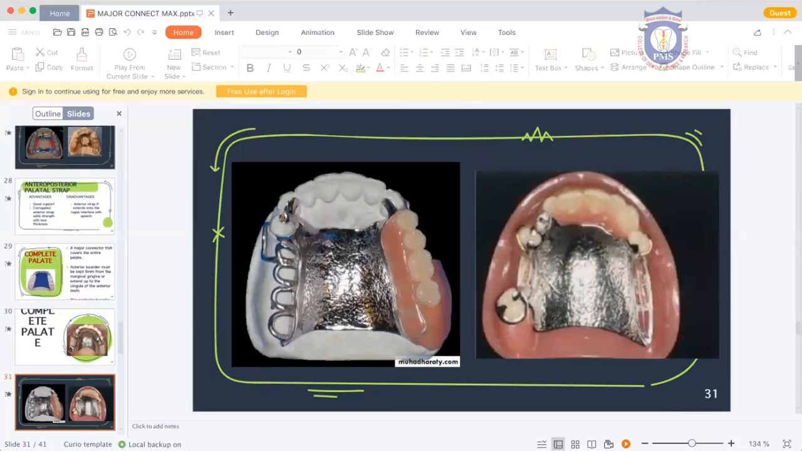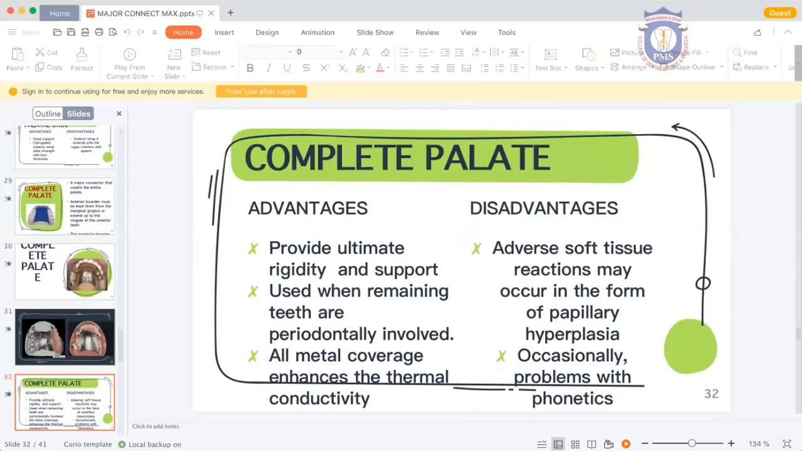So this is the diagram of the complete palate type of major connector. The advantages: it provides ultimate rigidity and support. It is used when remaining teeth are periodontally involved. All metal coverage enhances the thermal conductivity. So these are the advantages of the complete palate type of major connector.